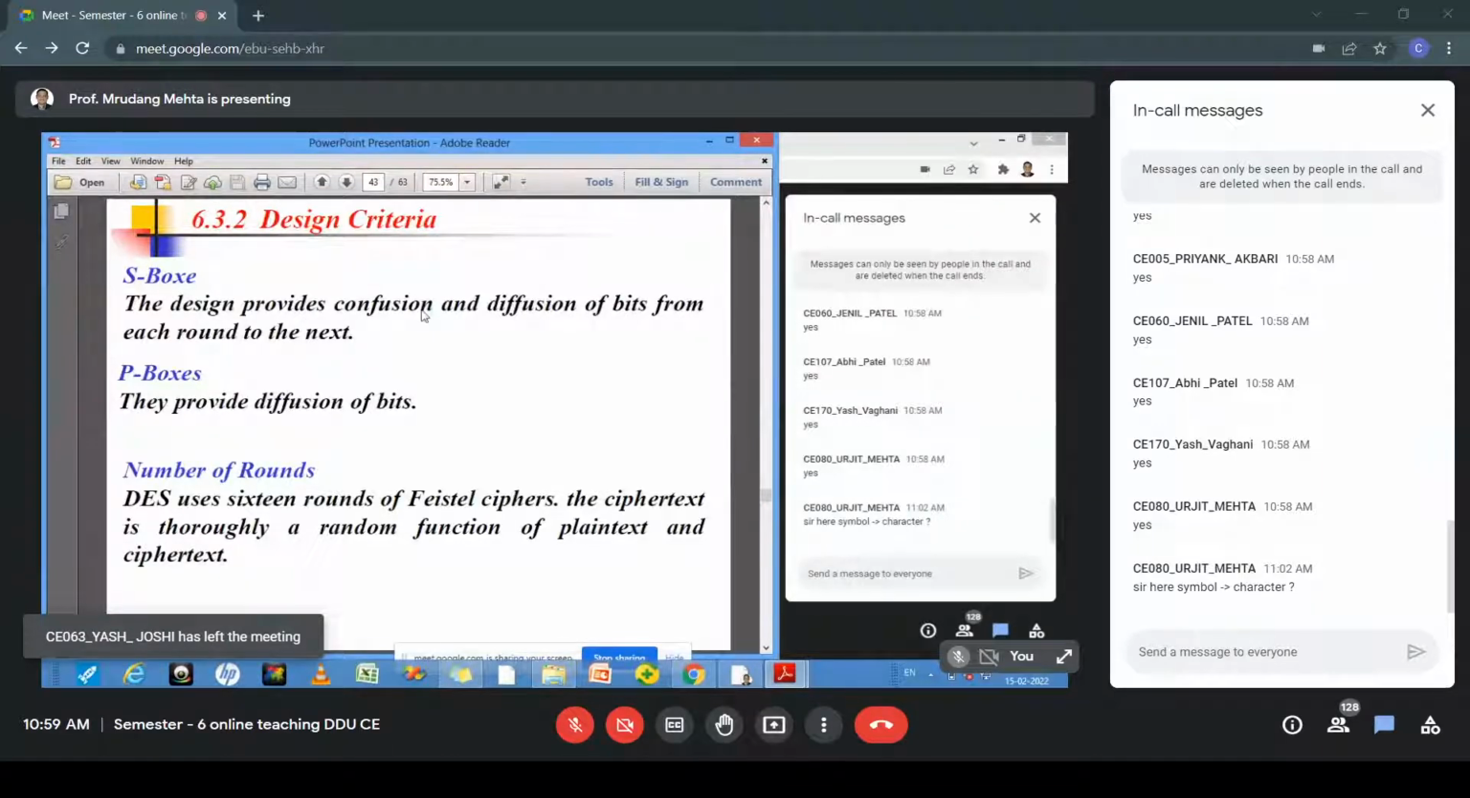So the S-box provides confusion and diffusion both. And what is there in the S-box design? You remember the 6x4 S-box, and you have 8 such S-boxes.